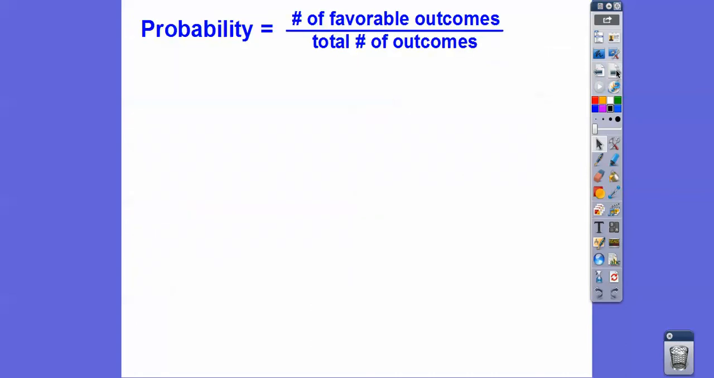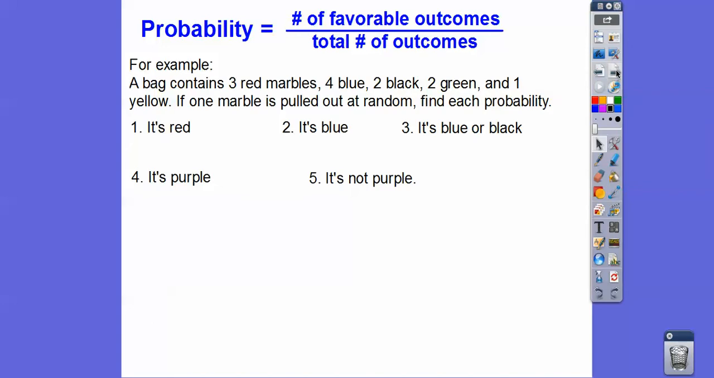Okay, all right. So probability, a real quick example of probability. Probability is a fraction answer, and you get your fraction by doing the number of favorable outcomes divided by the total number of outcomes. For example, a bag contains 3 red marbles, 4 blue, 2 black, 1 green, and 1 yellow. So we have to find the bottom number for the total. 3 plus 4 is 7, 8, 9, 10, 11, 12. So the bottom number is 12.